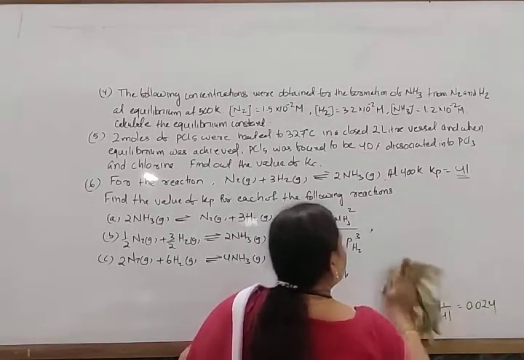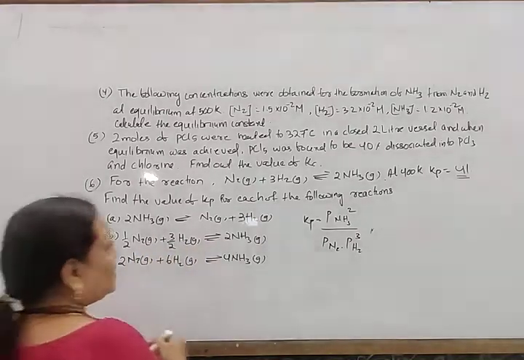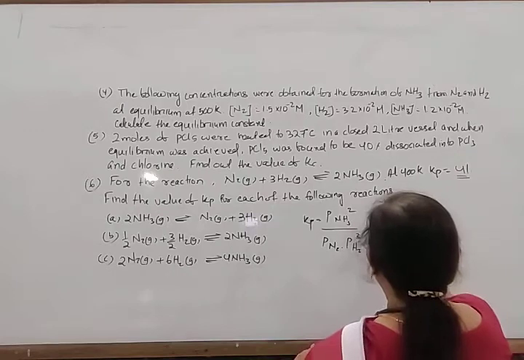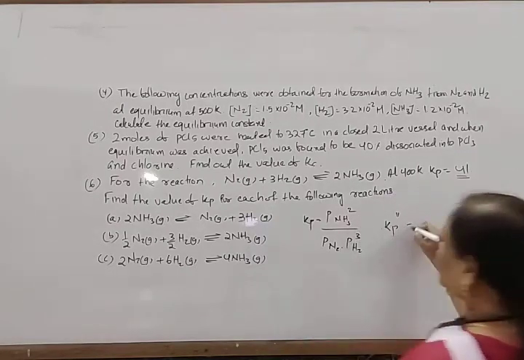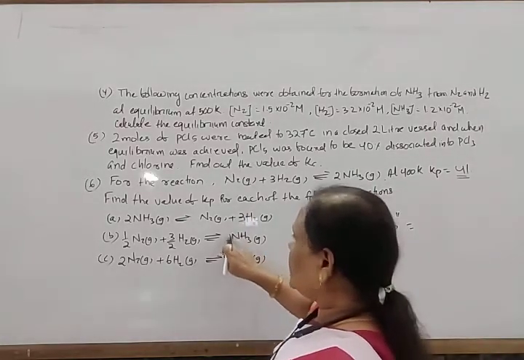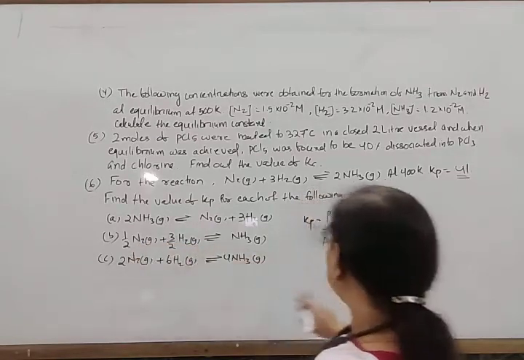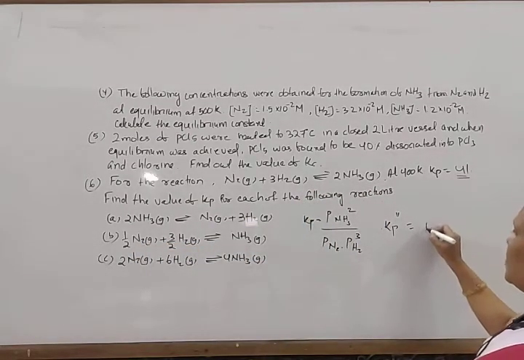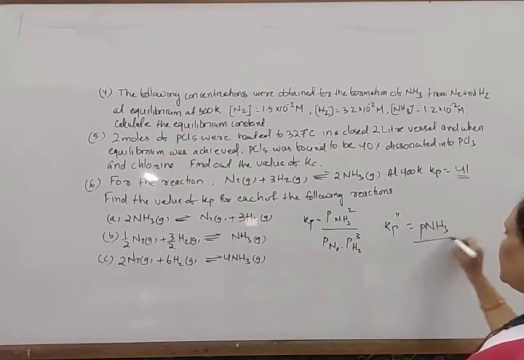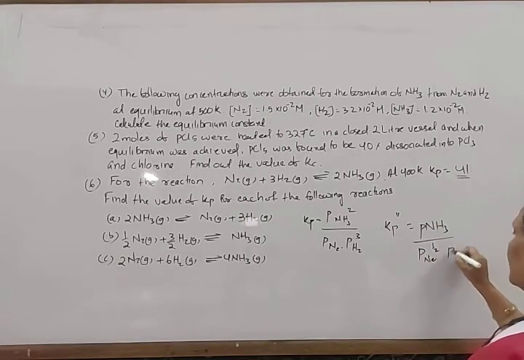Okay. Next come to part B. For this part B, what is the value? Half N2 plus 3 by 2 H2 gives NH3. Suppose this is Kp double dash. What is Kp double dash? It is the partial pressure of NH3 divided by the partial pressure of N2 to the power half times the partial pressure of H2 to the power 3 by 2.